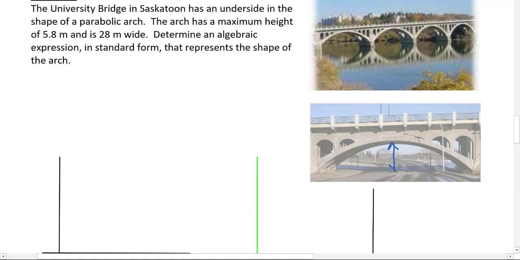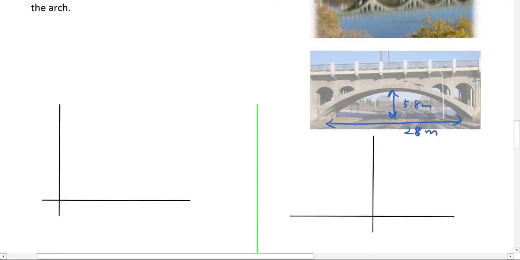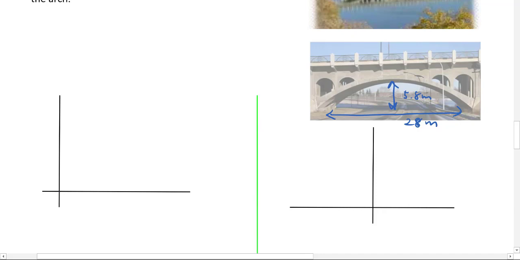But first of all, let's add what we know. We know it's 5.8 meters tall, and it's 28 meters wide. That's probably not this picture here, but the one above. But here's one just zoomed in. So, there's 2 ways we can draw this. Some people like to start with a picture like this. Other people like to draw it like this. In either way, you will get an expression that represents the arch.